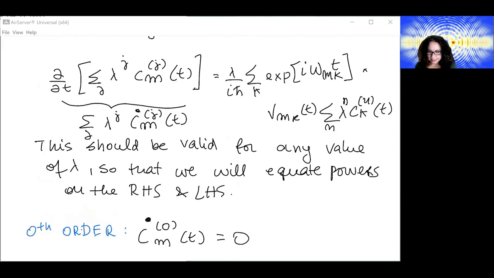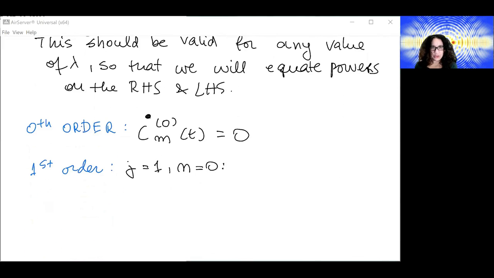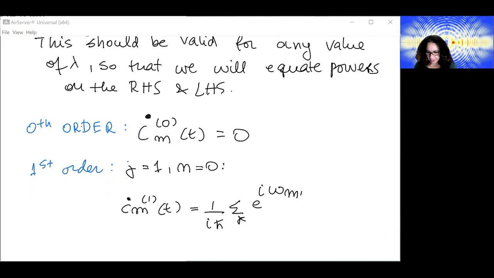And this is going to give me then the term in lambda. So I'm going to have C_m^(1) dot (t) equal to 1 over i h bar, sum over k, e^(i omega_mk t) V_mk(t) C_k^(0)(t).